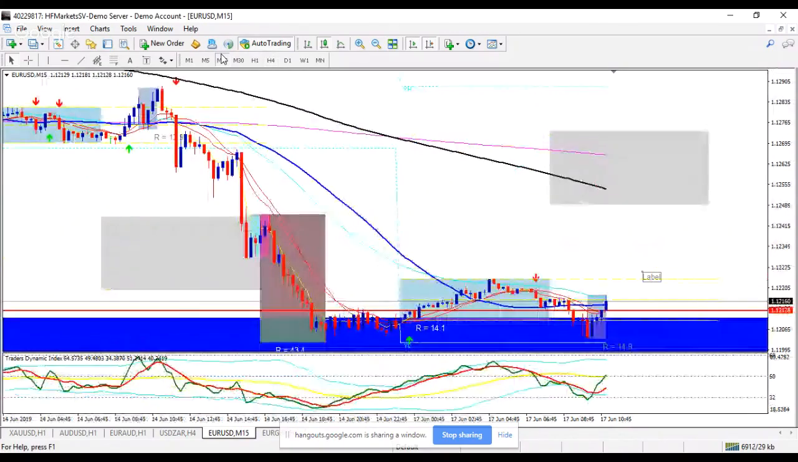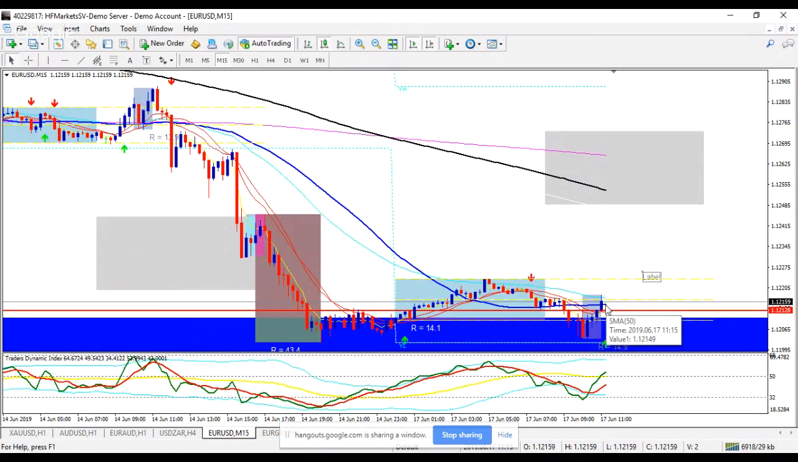Ooh, this looks like a nice W. You see what I said? This is what I mean by W. This is one, two, three, and boom. So we expect price to probably buy from here to this place and then continue selling. All right, but that's just me.